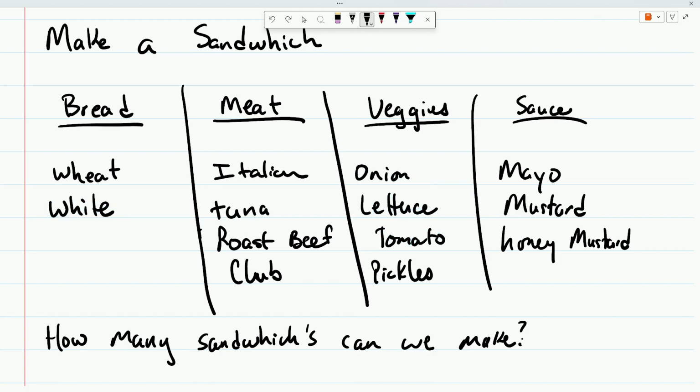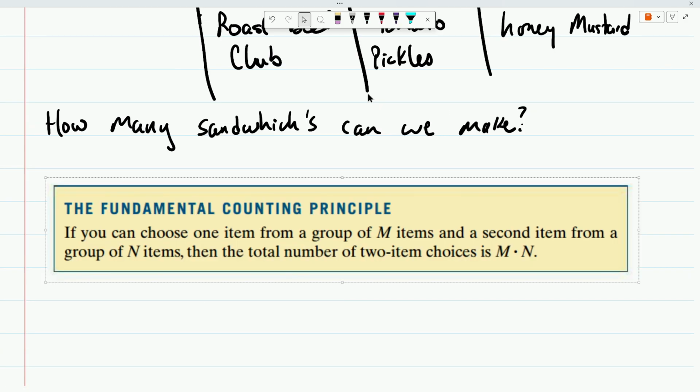Well, in order for us to calculate that, we're going to need something called the fundamental counting principle. So let me write this out. All right, so I didn't exactly write it out. I copy and pasted it from our text. But here's how this works. If you can choose one item from a group of M items, so what they're saying here is, in the first option, you can select one of them, and then you select another item from another group, then the total number is going to be M times N. In other words, you take however many items are in the first group and you multiply them by however many items are in the second group.